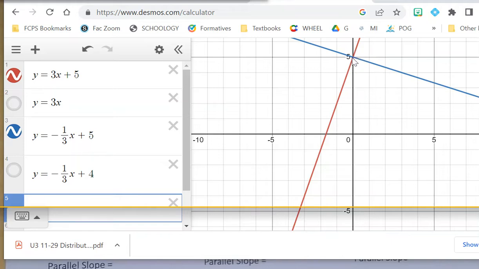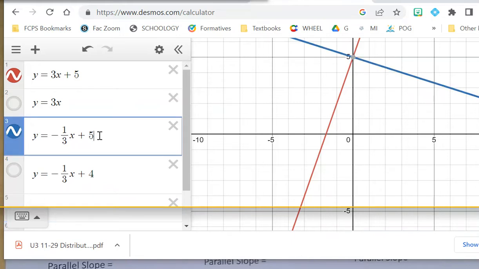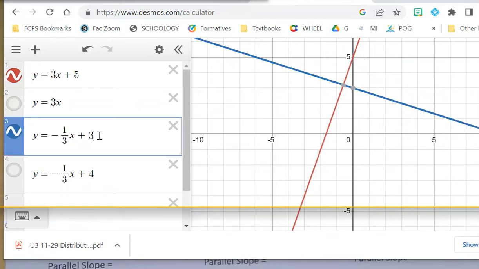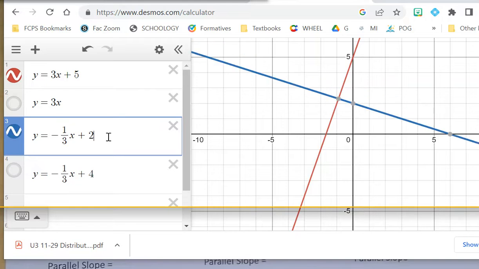You don't necessarily cross on the y-axis. It can happen anywhere. So watch, I'm going to change my 5 to a 3. I'm just going to move that line. Now the blue line, the perpendicular line, has moved, it's shifted, but you can see that it is still perpendicular to the red line. If I change it again to something like 2, you can see I'm just shifting it.